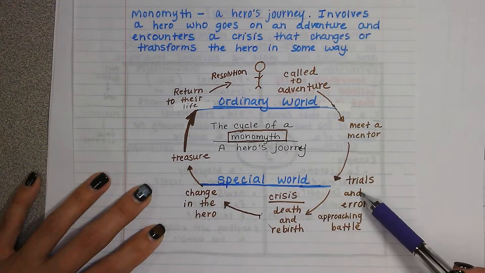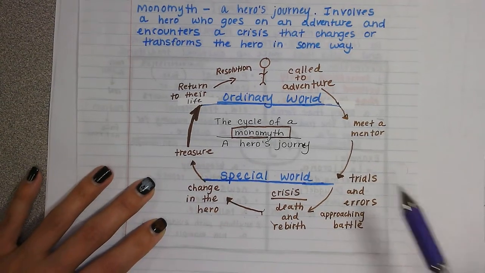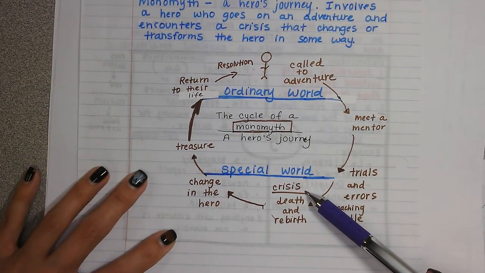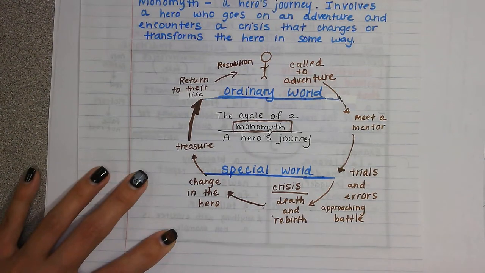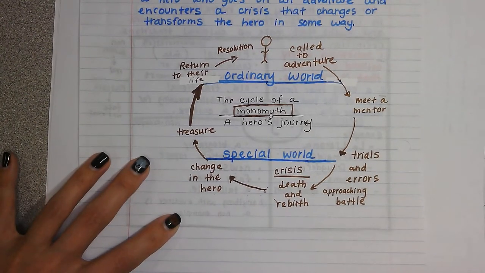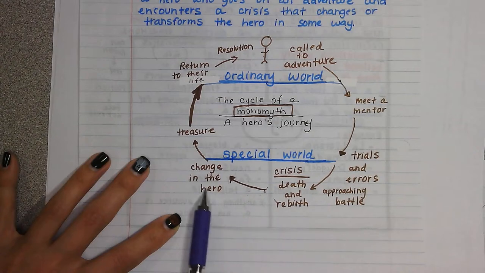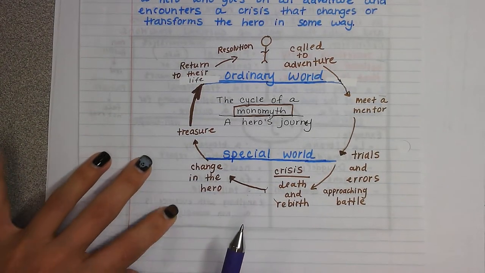They come across trials and errors, right? They approach some type of battle. They are getting ready to go and maybe defeat someone in some way. Then they get to the crisis where maybe they become defeated, they die, or they are reborn in some way, right? Sometimes this happens, sometimes this doesn't. A lot of stories are different, and that's what makes them unique. Now, once they're dead and they actually are reborn, this sometimes can change the hero in some way for the better.